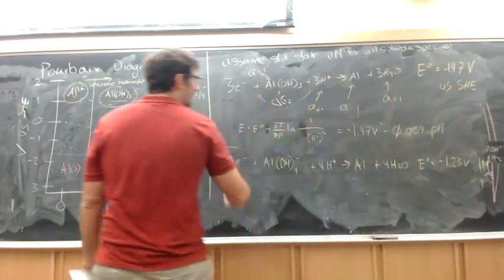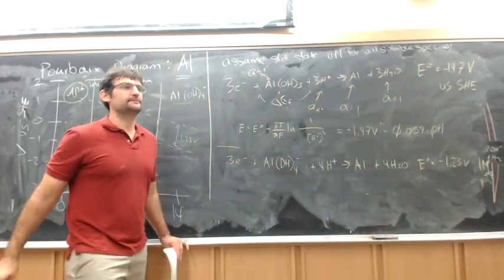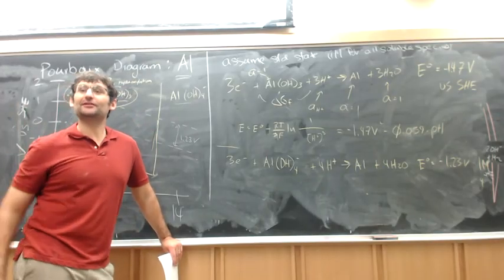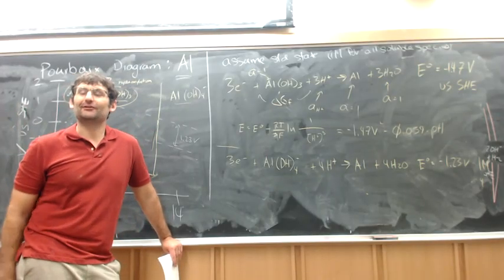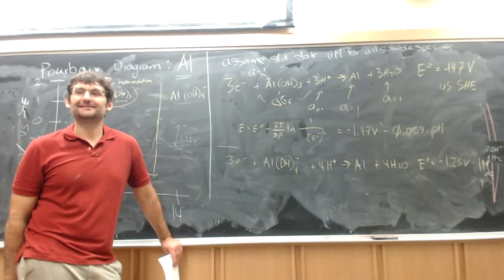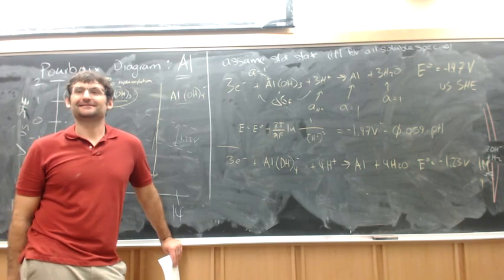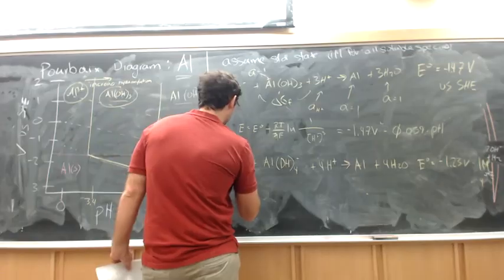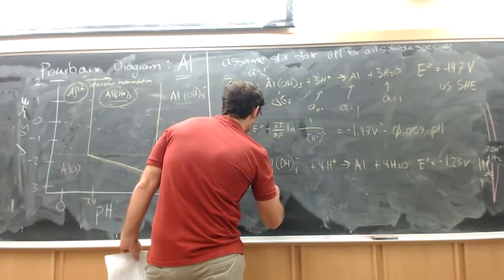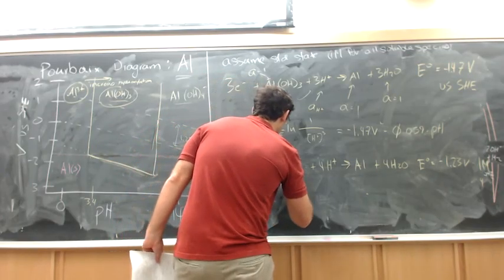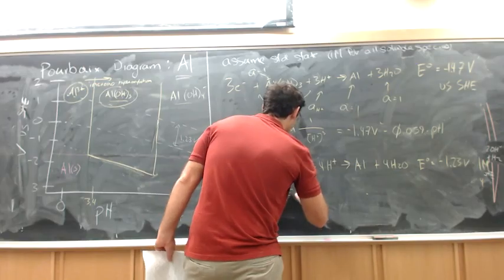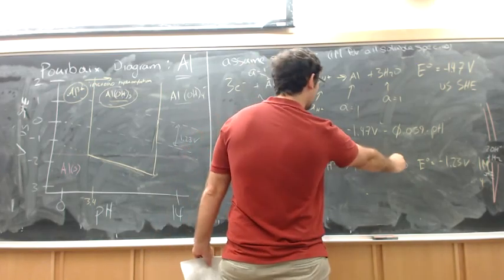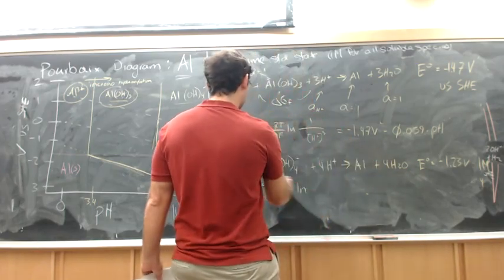Okay, so I have this reaction. What's the pH dependence? Oh, it's not 0.059? Why not, Dakota? Because you have 4 protons and 3 electrons. Okay, they don't cancel out, right? So if I write this equation again, E equals E naught minus RT over NF, ln products over reactants.